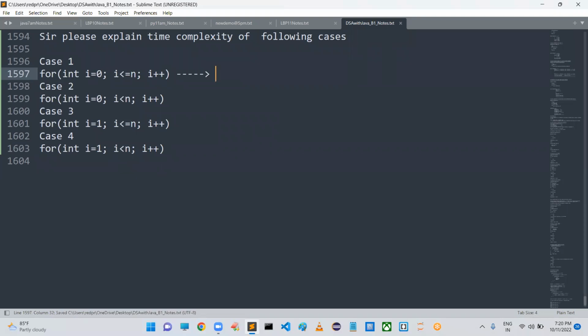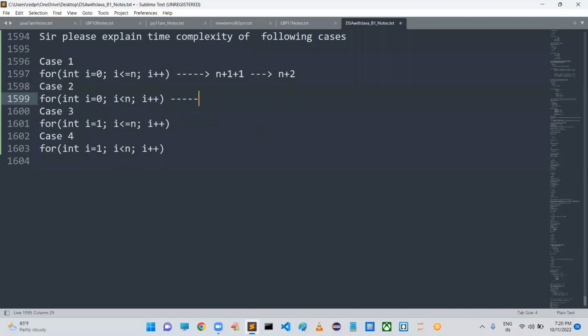Generally, if it is starting from 1 to n, then n plus 1 times. But here, you are starting from 0. If it is starting from 1 to n, we can count. But 0 means one more iteration you are going to get. So it will become n plus 2.